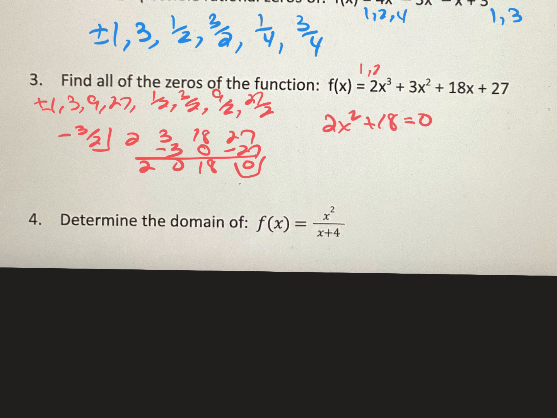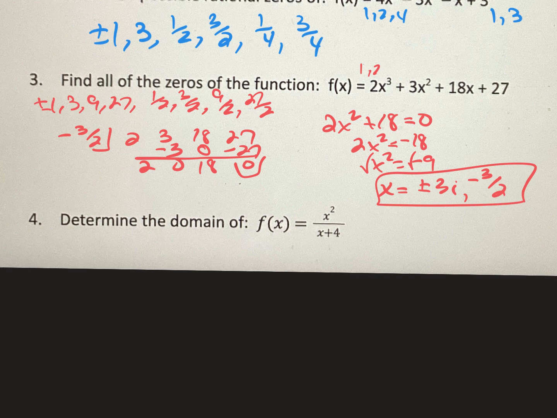Now, to find my other two zeros, I'm just going to solve that. So let's move the 18 over. Let's divide by 2 and take the square root. If I take the square root, I get plus or minus 3i because it's negative. And don't forget your first answer was negative 3 halves. And guys, there you have it.